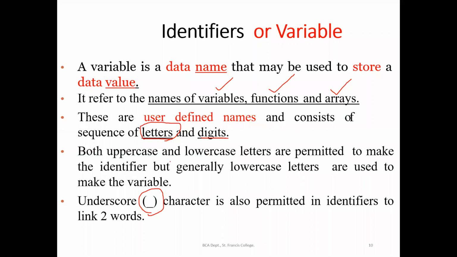But mostly, we'll be following lowercase only. We'll be generally using lowercase. Underscore, you can add, like if you want to name the variable as student name or first name, you can put an underscore between. You are not supposed to leave a blank space in between the variable name. So you can just link two words using underscore.